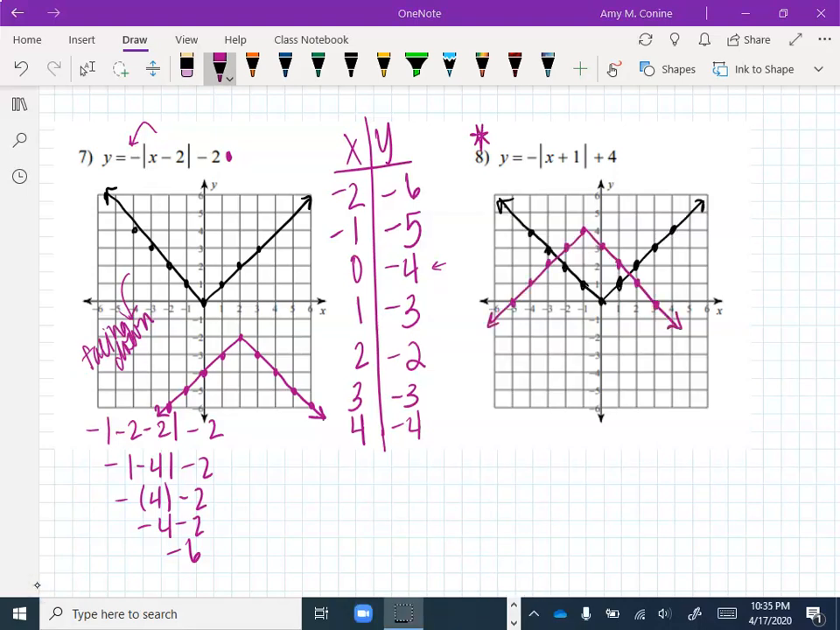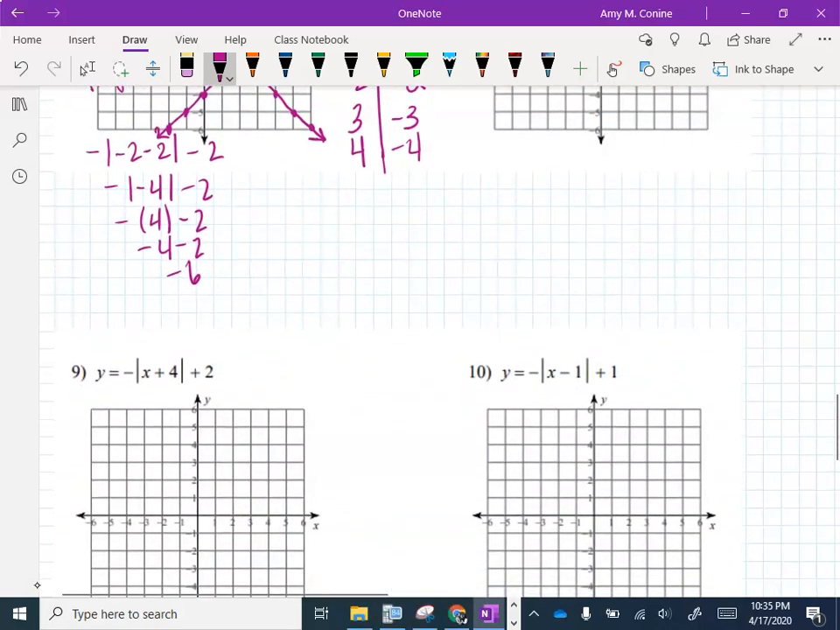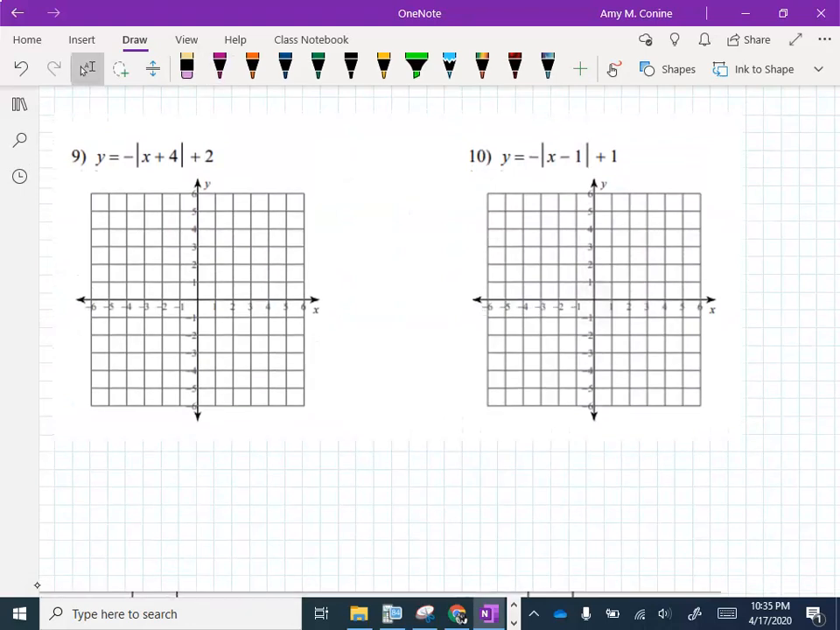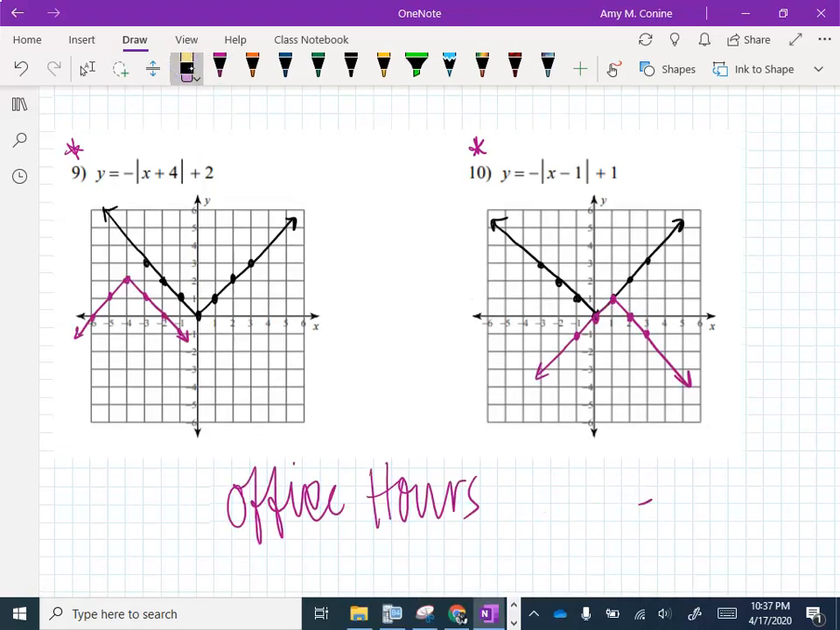All right, so here's your final answer for problem 8. Again, pause the video if you need to so you can check your graph and make any adjustments that you need. Okay. And then I'll have you do a couple more on your own. All right, so you'll do 9 and 10. All right, so those are 9 and 10.